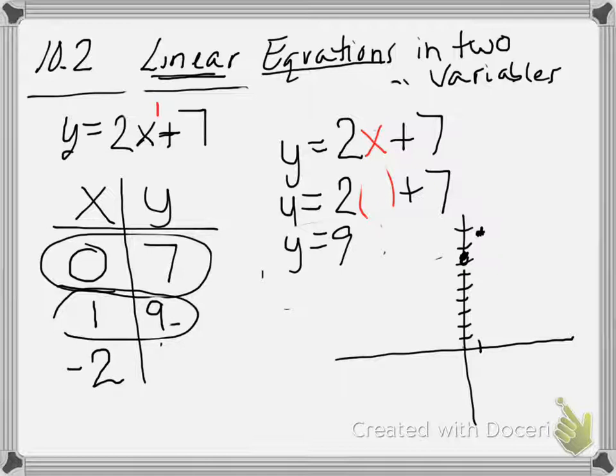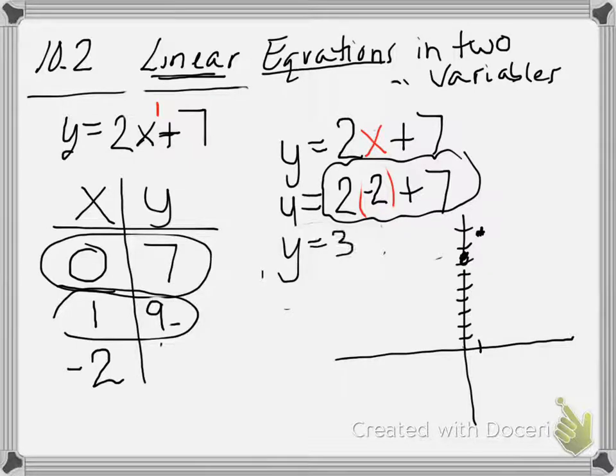So again, I erase this, and I put a -2. And you can do this part in your calculator. Okay, so 2 times -2 is -4. And -4 plus 7 is 3, so y equals 3. Utilize your calculator on this because you do get that scientific calculator for the final. And you don't want to make simple adding and multiplying errors.